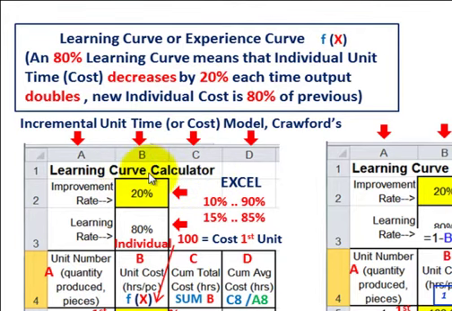So when we have a learning curve, we start out with two things. We're going to have an improvement rate and a learning rate. And just for this example, I'm going to say our improvement rate is 20%, our learning rate is going to be 80%. So what do we mean by that?